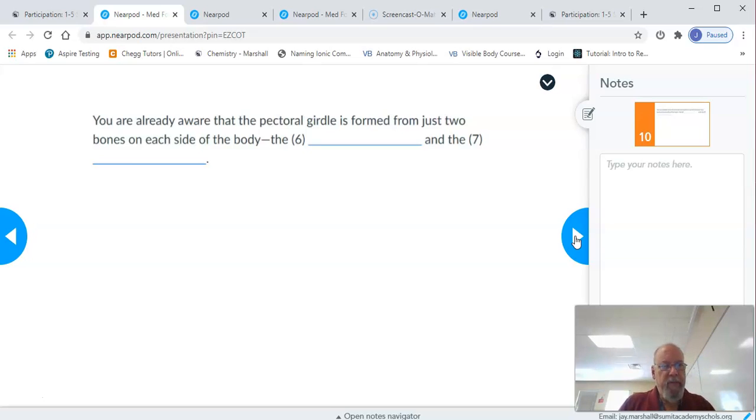Okay, you're already aware that the pectoral girdle is formed from just two bones on each side of the body. And those bones are the clavicle and the scapula, or the shoulder blade.